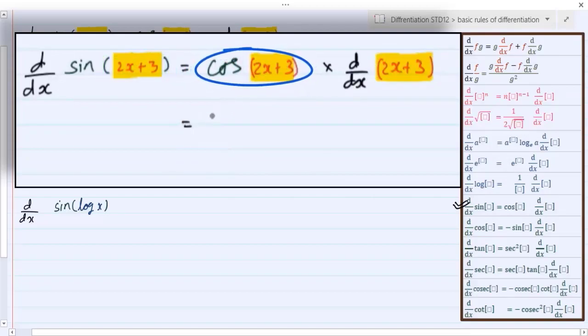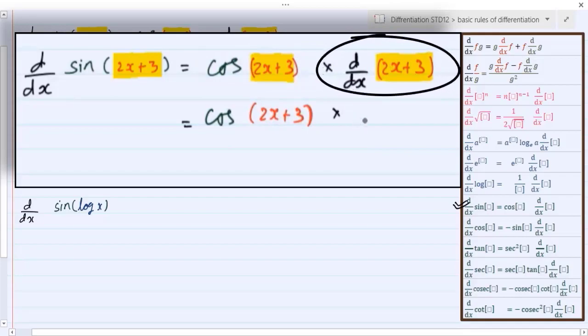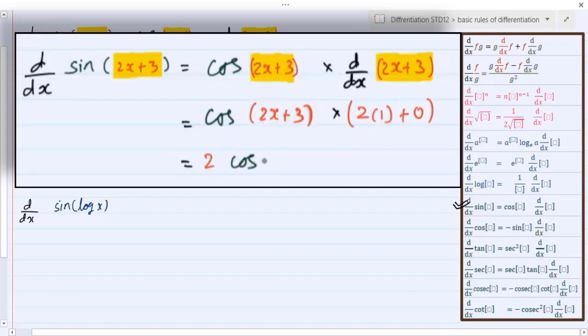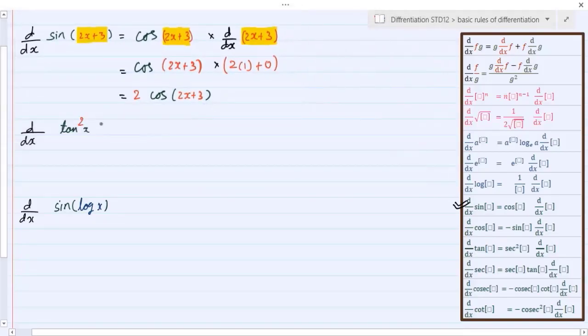So now this cos(2x plus 3) will be as it is. We just have to focus on differentiation of 2x plus 3. So 2 into differentiation of x will be 1, plus differentiation of 3 will be 0. So you can say 2 cos(2x plus 3) is your final answer. Ta-da! Now let's move to the next question.